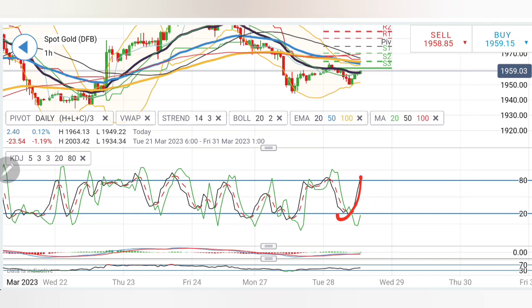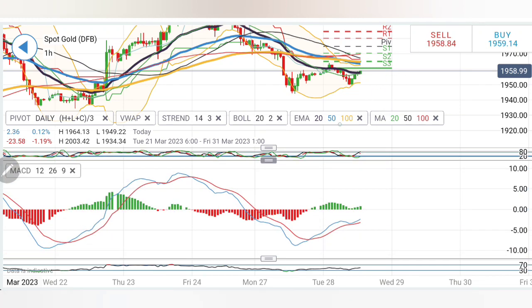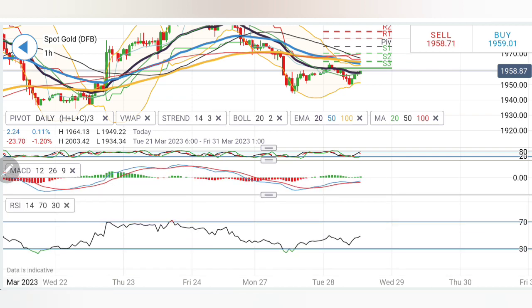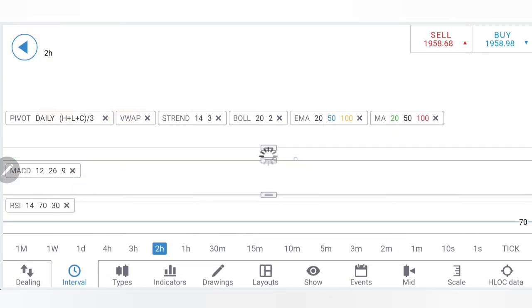Possibility exists. The stochastic is back to overbought levels. And if you look at the MACD, this is trying to trade bullish. It is diverging here, looking upwards, and RSI is also trying to trade bullish.